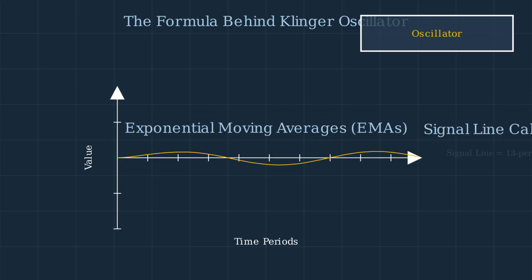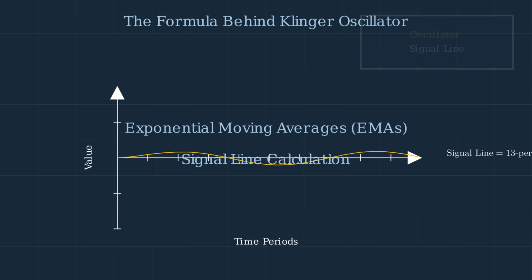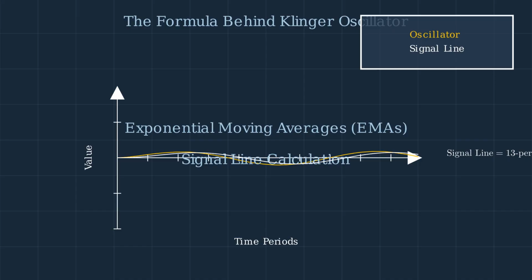Finally, a signal line is created by calculating a 13-period EMA of the Klinger oscillator itself. The signal line follows the oscillator and is used to generate trading signals through crossovers.